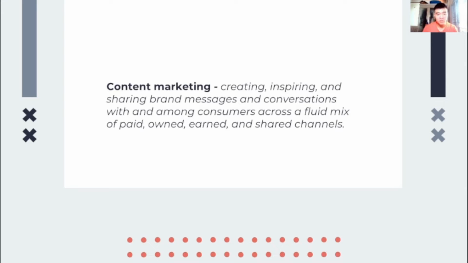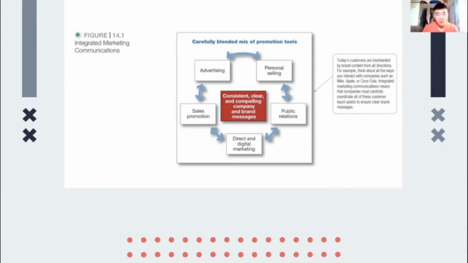So to prevent this, companies will adopt the concept of integrated marketing communications, which is just a carefully blended mix of promotional tools. So guided by an overall integrated marketing communications strategy, the company works out the roles that the various promotion tools and marketing content will play, and the extent to which each will be used and how it will be used. Then it carefully coordinates and controls the promotional activities and timing of major campaigns.